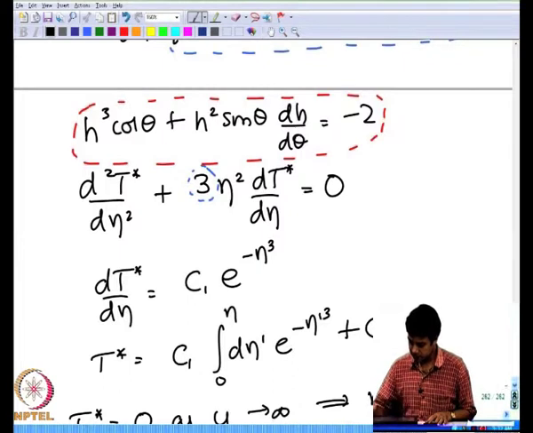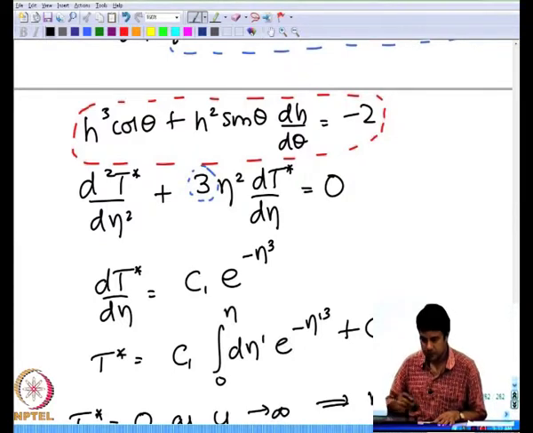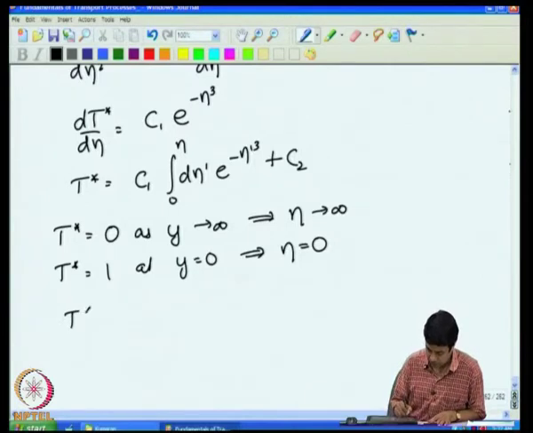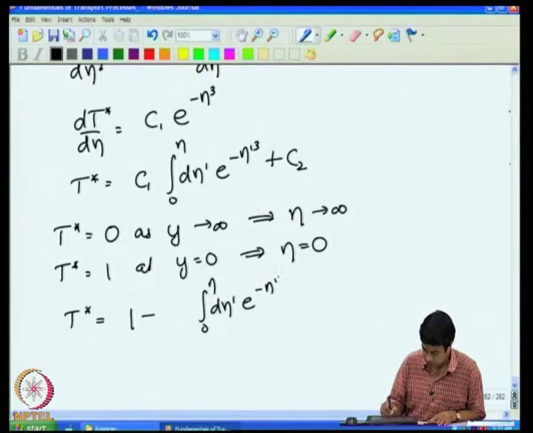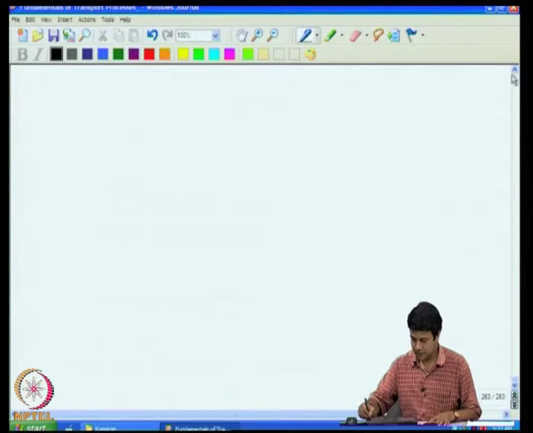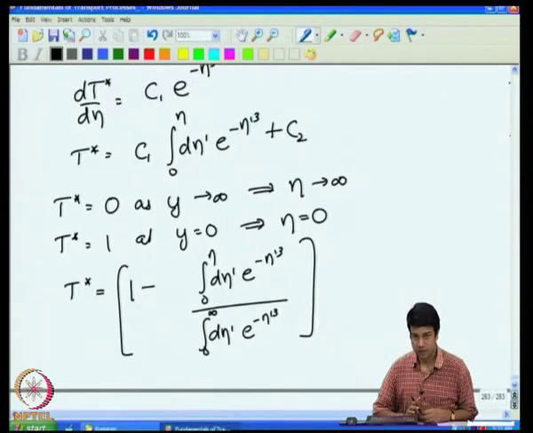And now I have to satisfy the boundary conditions. The boundary conditions are T star is equal to 0 as y goes to infinity, which corresponds to eta goes to infinity. T star is equal to 1 at y is equal to 0, which corresponds to eta equal to 0. So, these are the two boundary conditions. In terms of these, I can get the solution T star is equal to 1 minus integral 0 to eta d eta prime e power minus eta prime cubed by integral 0 to infinity of the same. So, this is the final scaled temperature equation in terms of the variable eta, which is y by h of theta.